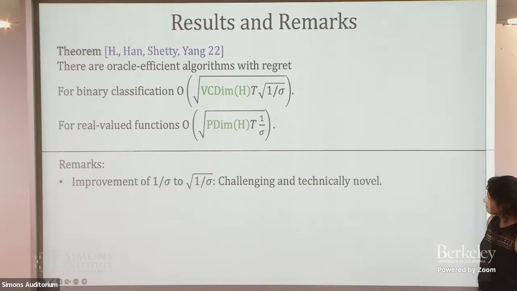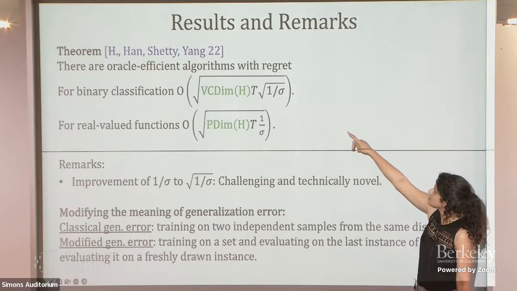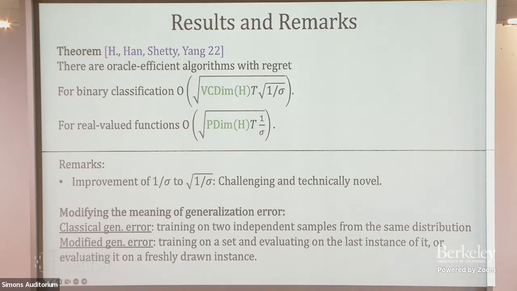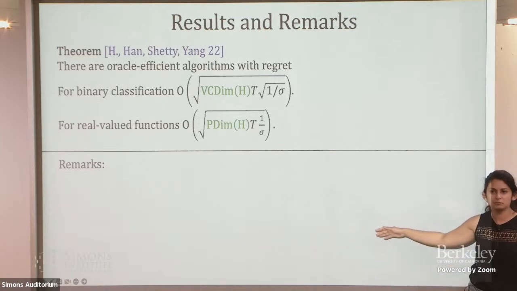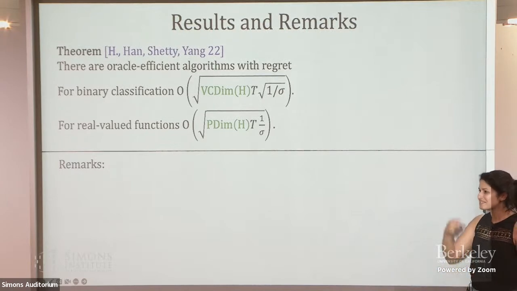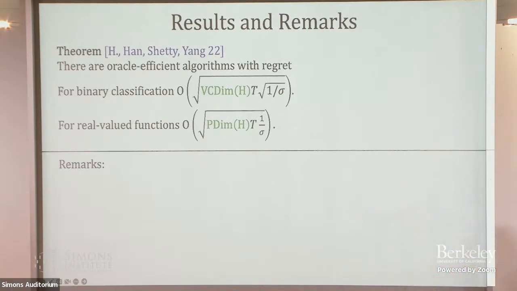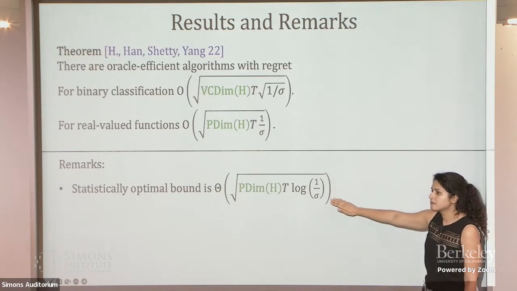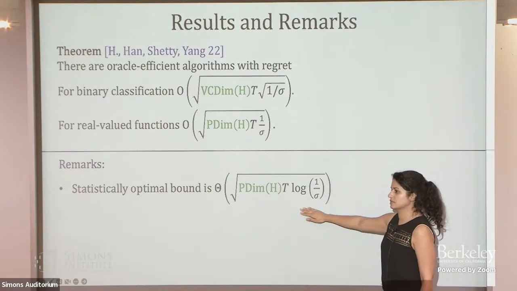I'm going to skip this. There is an interesting way of improving to get this square root of 1 over sigma. I'm not able to tell you, but I hope that we can allocate a whiteboard deep discussion to it. And I will volunteer my graduate students to lead it, because it's an interesting, modified way of thinking about generalization. Lastly, I do want to say that there is still a gap. Statistically speaking, you could have done this logarithmically.